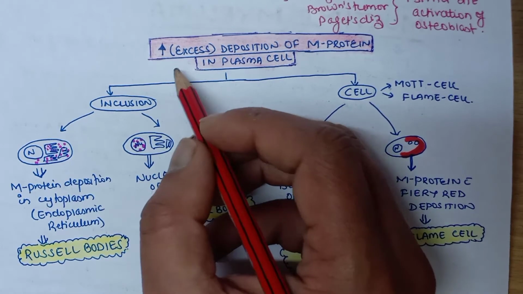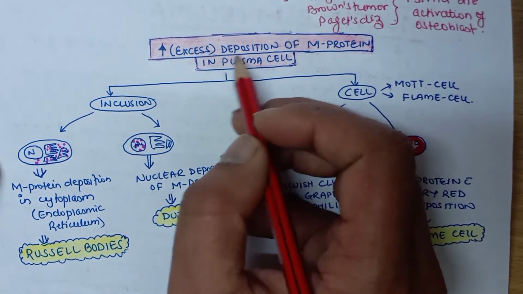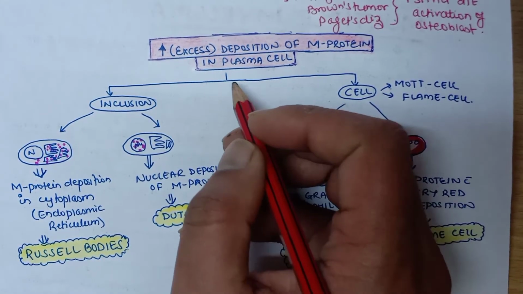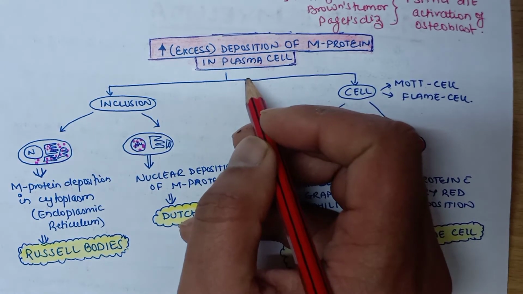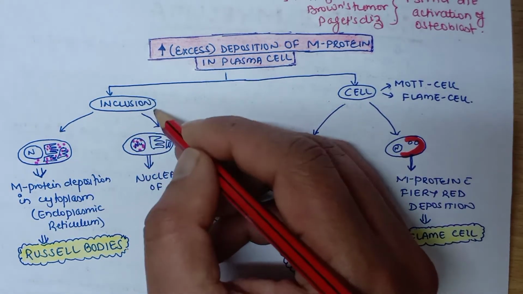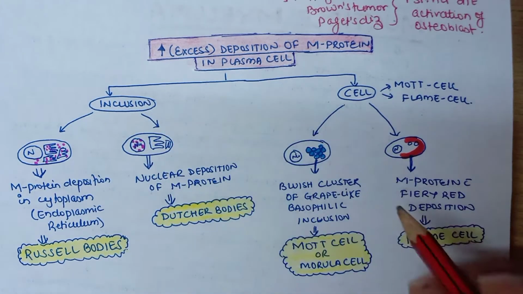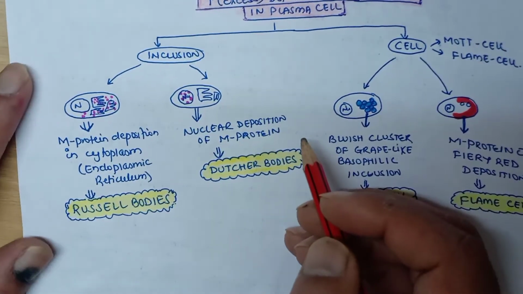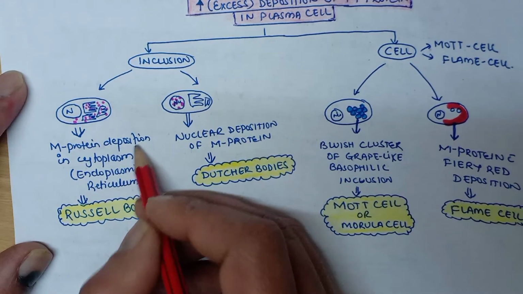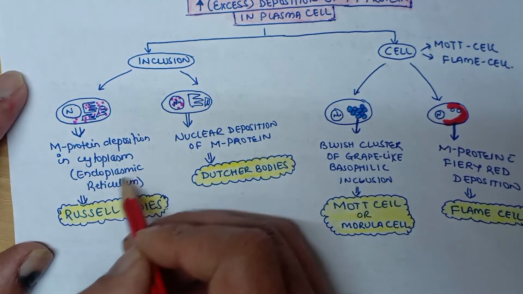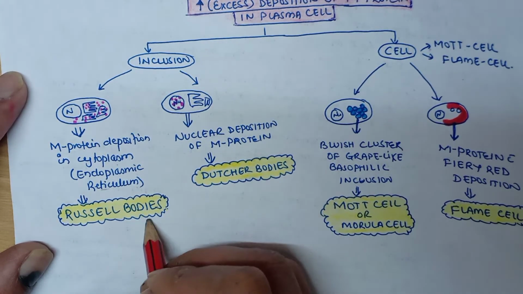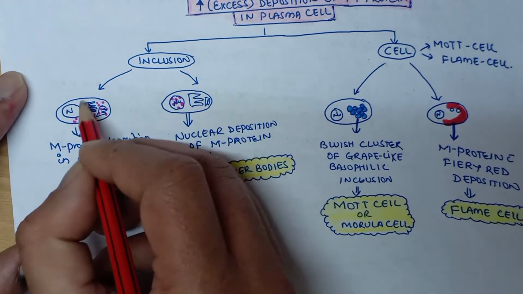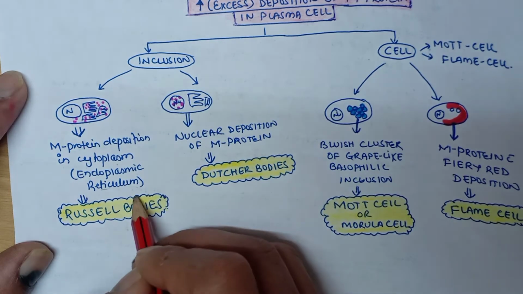Now what happens if there is excess deposition of M protein in plasma cell? When M protein in plasma cell is in excess, it will form either inclusions in the cells or Mott cells or flame cells. When M protein is deposited in the cytoplasm, that is the endoplasmic reticulum, it is known as Russell's bodies.